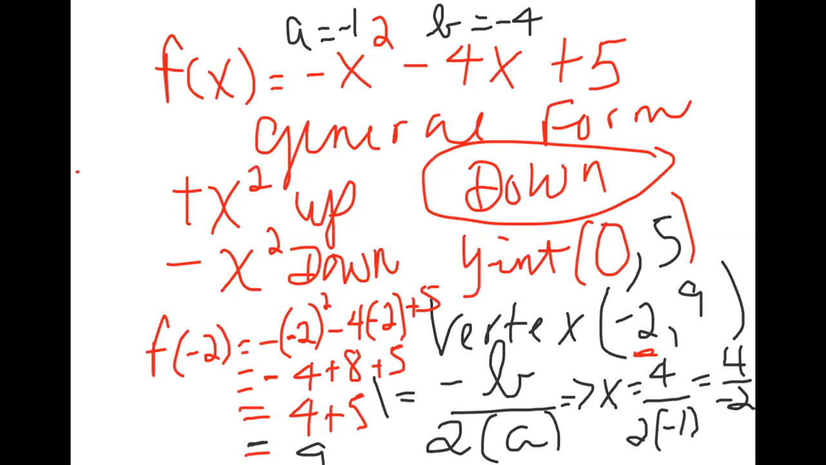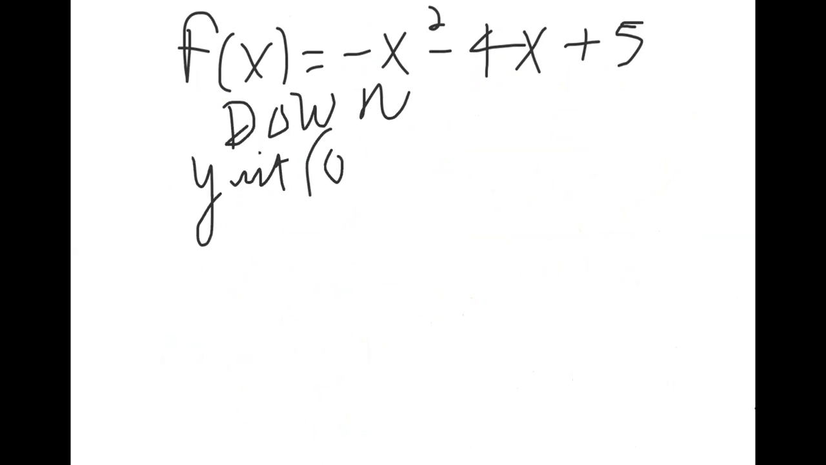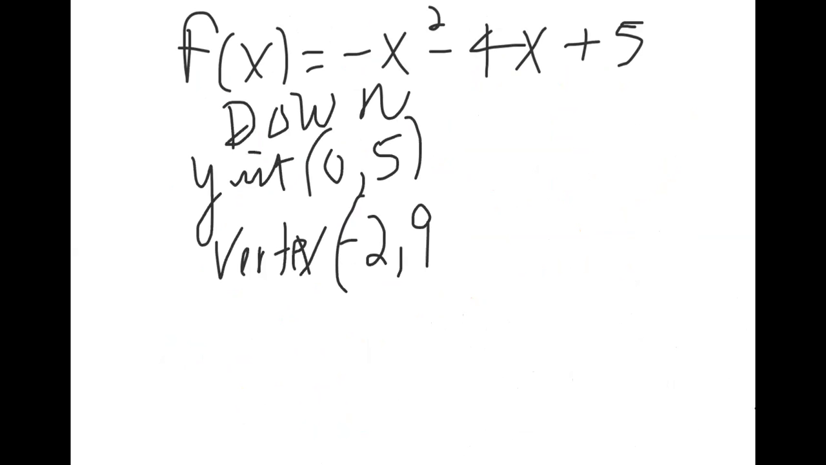So now we have some really good points on the graph of the parabola. I'm going to erase some of this, guys, because I think it's a little too messy. I'm going to put it back up. f of x equals -x squared minus 4x plus 5. We said the graph is going to open down. It has a y-intercept at (0, 5). And then the vertex, guys, is at (-2, 9).